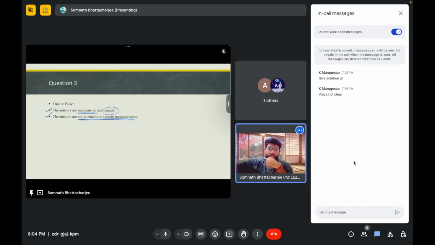So thermistor can't be used for remote measurements, so it's not possible. We have to learn more in depth about the thermistor architecture to know if it may be rugged or it may not be rugged. But as we can't use it for remote measurements, we definitely know this one is the false one. So we have to learn that this is the true one. It is obviously inexpensive in any of the cases, but in case of ruggedness, it may be rugged in your case, or it may not be rugged. But in this case, it's the true statement here.